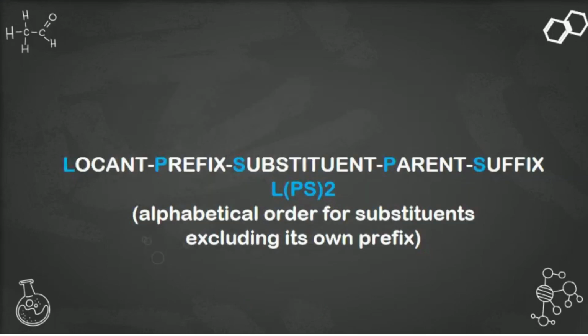This time, let us combine the name with parent names and substituents with their locants. So remember, locant and then the prefix if it is available, and then the substituent, and then the parent name and the suffix. So just remember LPS2, because P for prefix, S for substituent, and another P for parent, and another S for suffix. In combining them, it has to be in alphabetical order for substituent, excluding its own prefix.